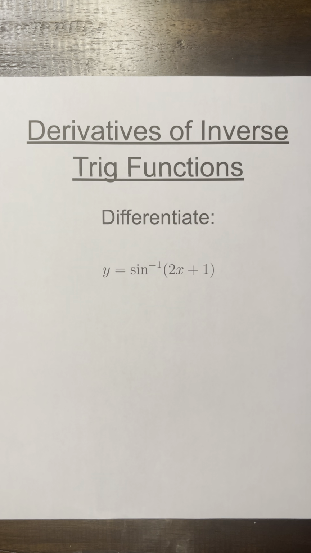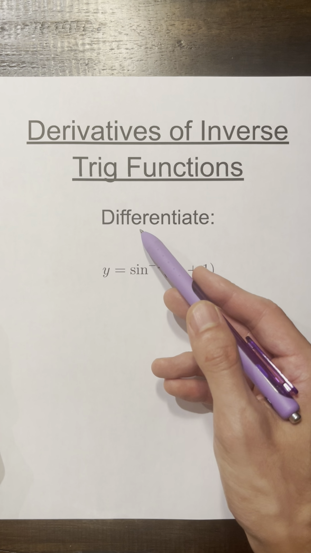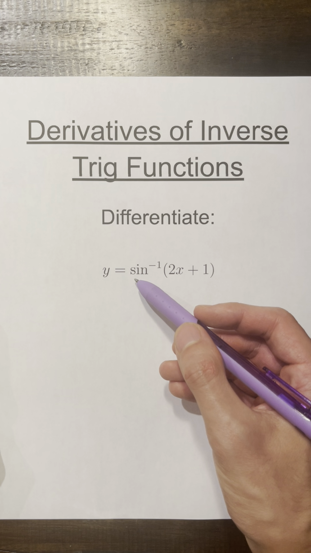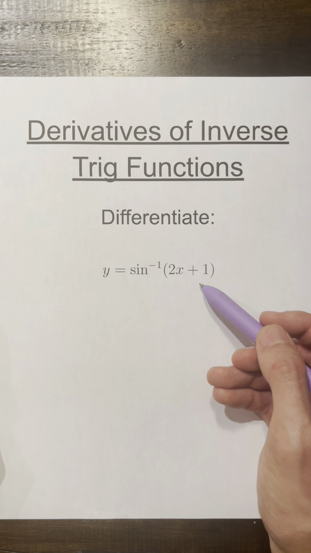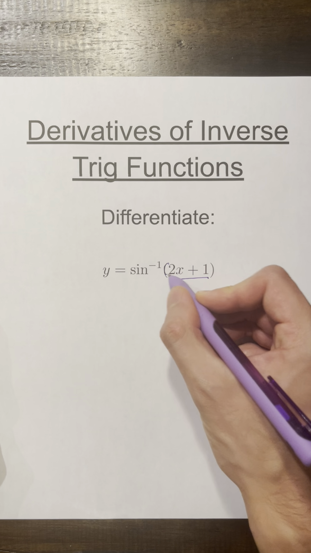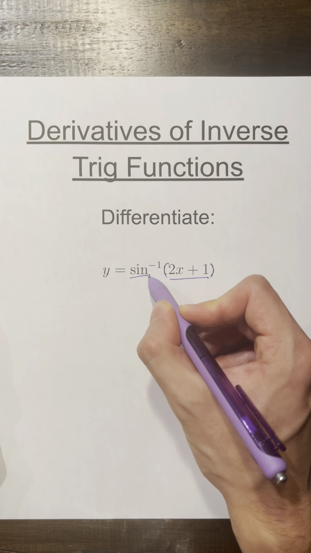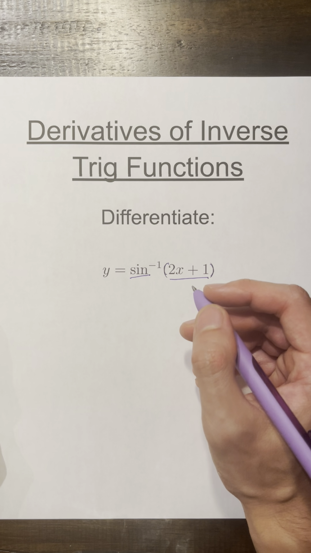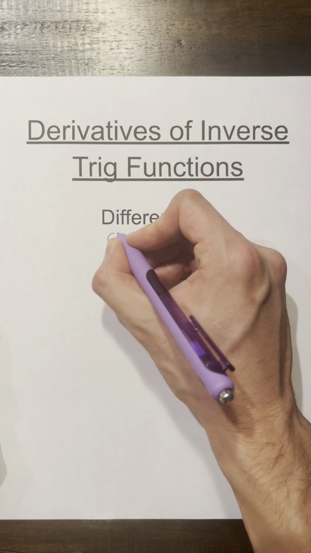Derivatives of inverse trigonometric functions. How do we differentiate arcsine of 2x plus 1? Well, if you see a function inside of another function, what rule should you use? You should use chain rule.